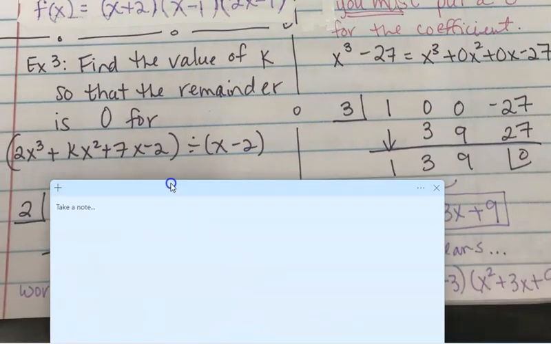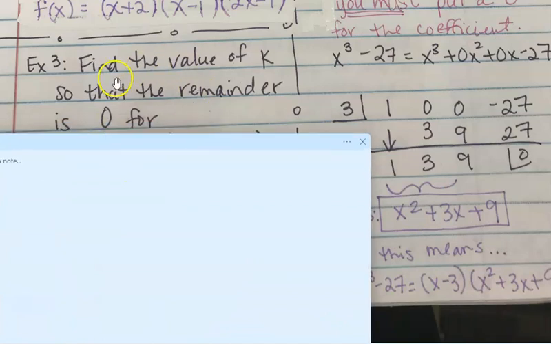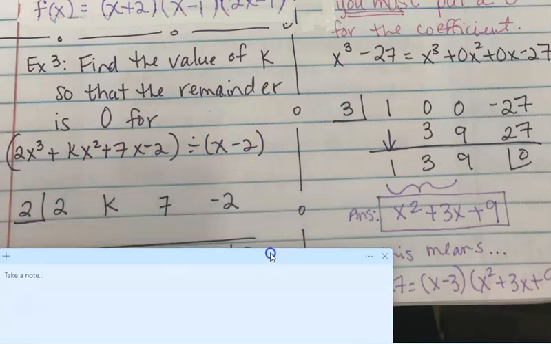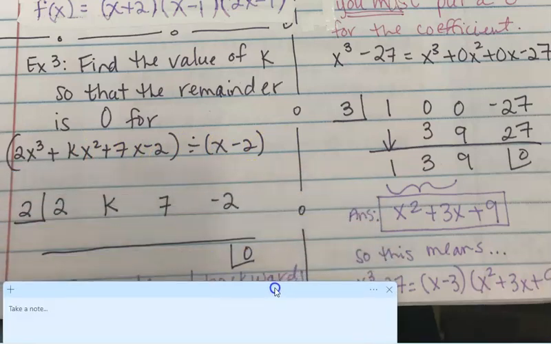So now, the question says we are going to find the value of k so that the remainder is 0. And the polynomial that they're going to divide into, the dividend, is 2x cubed plus kx squared plus 7x minus 2. We want to divide that by x minus 2. So we'll start out our synthetic division. And what we want to do is go ahead and bring that 2 down just like we normally would. And then we would start the process.